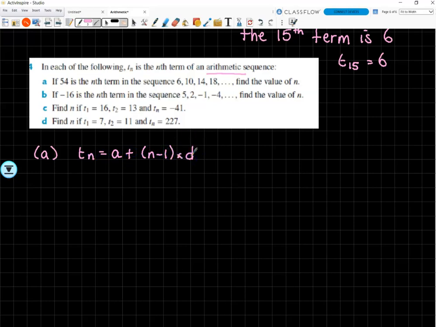What I need you to do then is read the question and go, okay, what information can I get from the information they've given me? Now this bit here, 54 is the nth term. How do we write that in mathematics? The nth term is 54. Do you agree? Tn equals 54. I look along. What else do I know from this? I should be able to get some information from here.